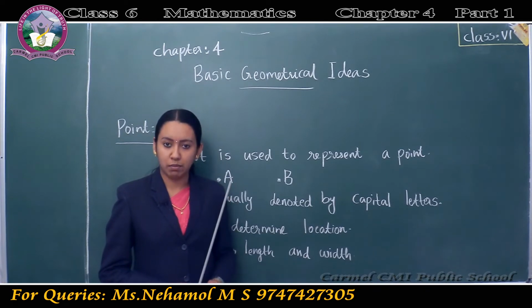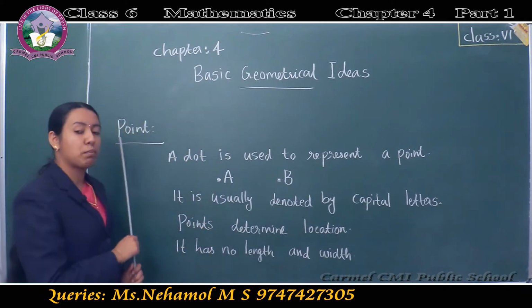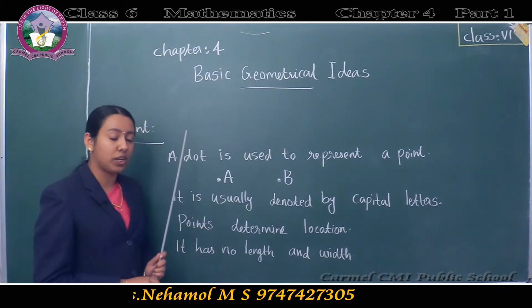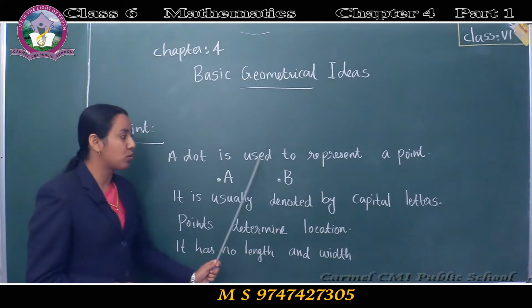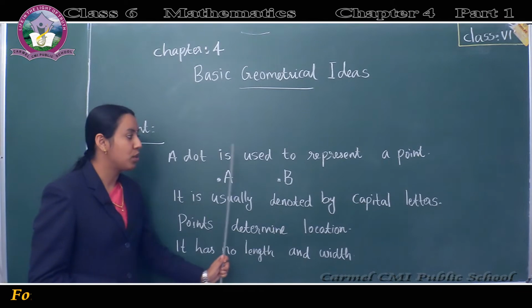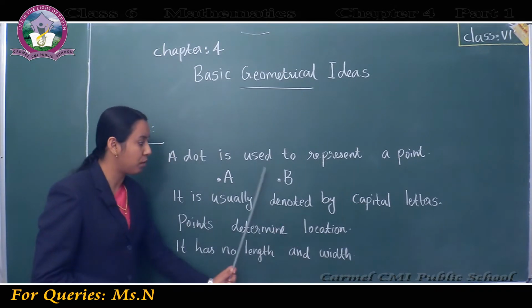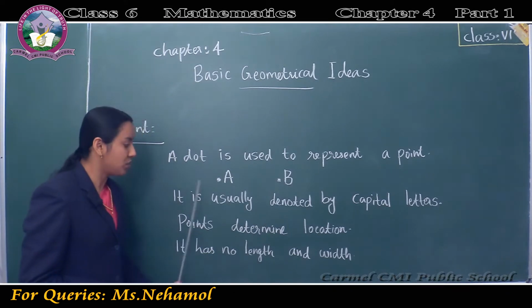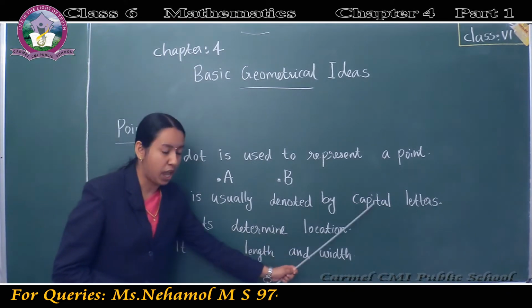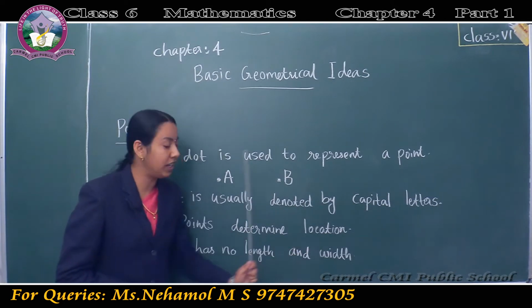Before going to study shapes, let us see some other things. First one, point. What do you mean by a point? A dot is used to represent a point. Point A, point B. It is usually denoted by capital letters.